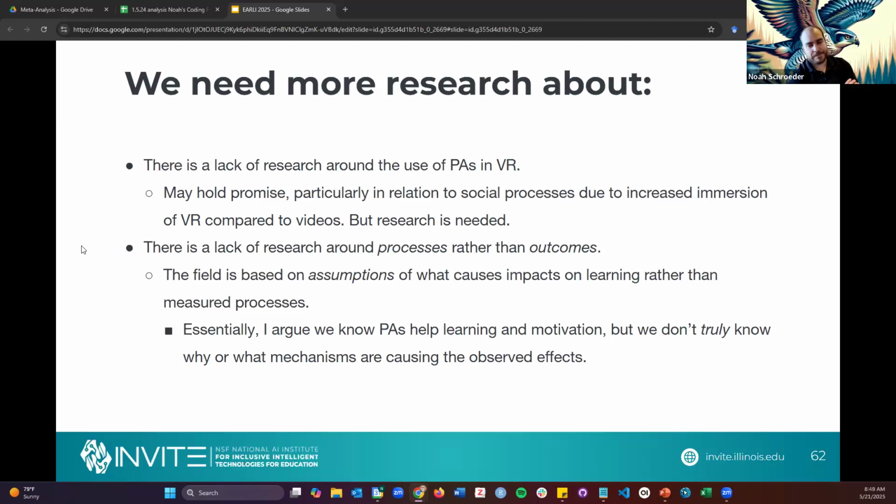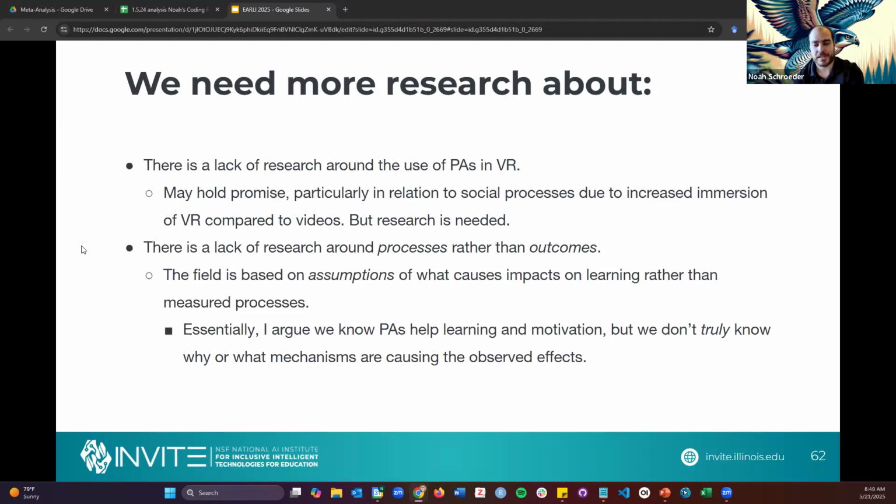Lastly, another huge gap that I see is we have a lack of research around processes rather than outcomes. Our field of agents is really based on a lot of assumptions on what caused the change. So we measure outcomes and then we make assumptions about the processes. I think we should be measuring the processes, and I think we should be doing mediation and moderation type analyses to understand what influenced these things.